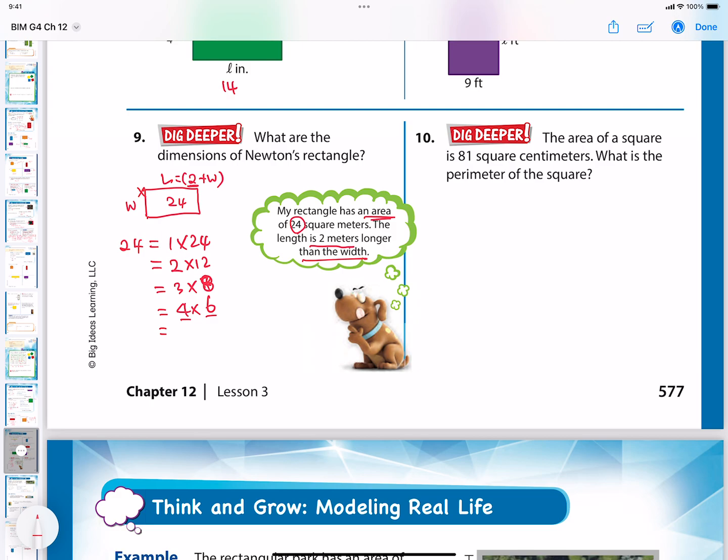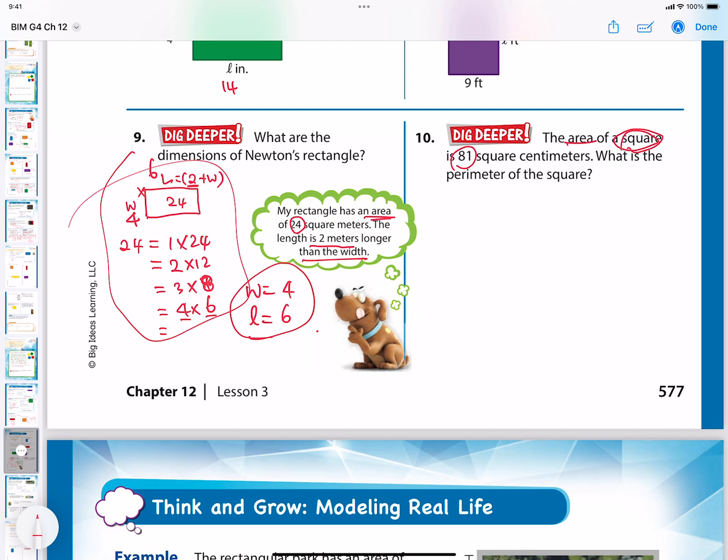So the width is 4, and the length should be 6, because the length has to be 2 meters longer than the width. So we found the width is 4. The length is 6. Yay, we got it. Good job. So just find it out like this. Number 10: the area of a square is 81 square centimeters. Oh, it says square. So what is the perimeter of the square? Let's go ahead. A square has 4 sides that are all equal. And we know area is this number times itself.